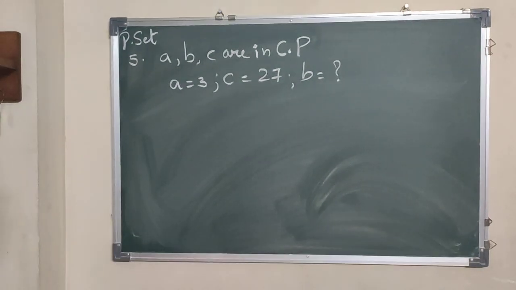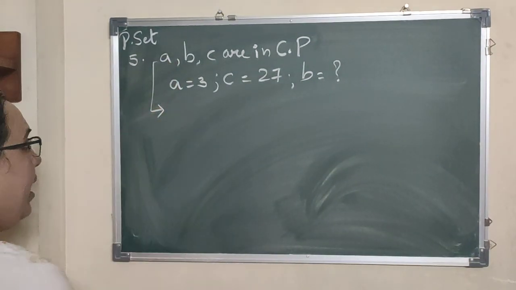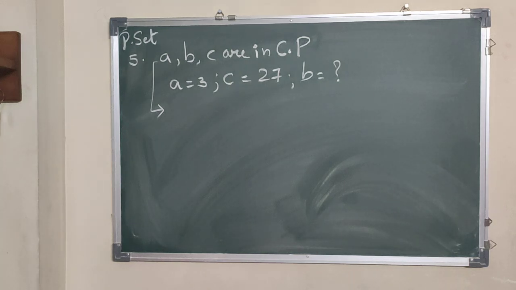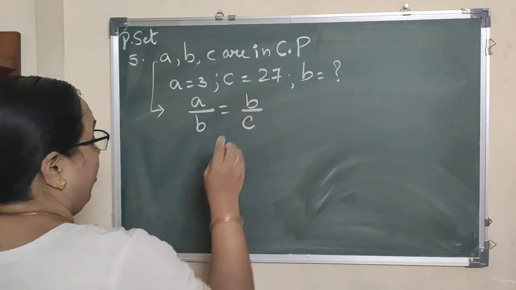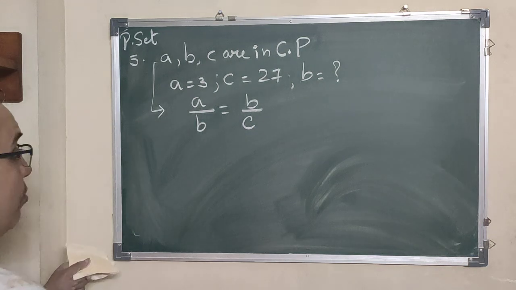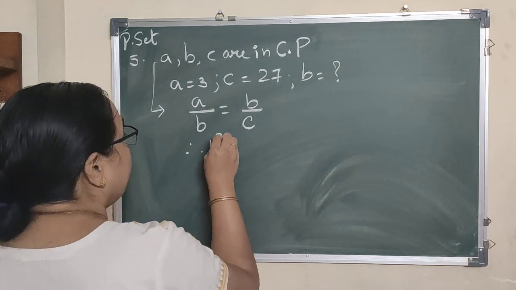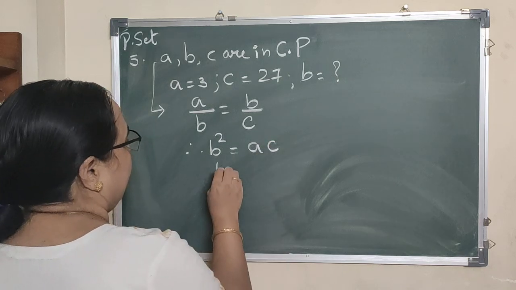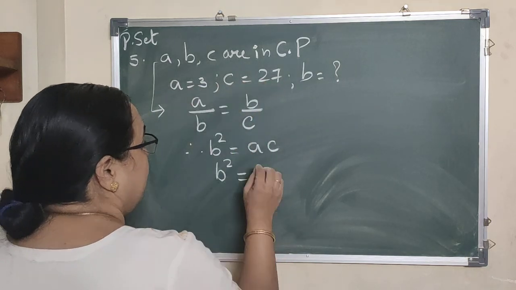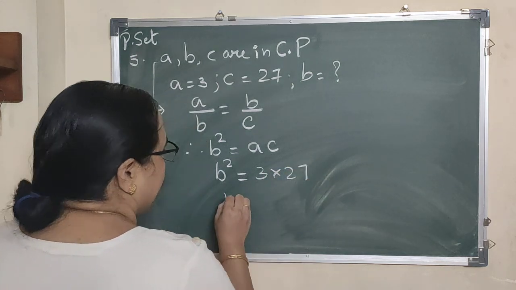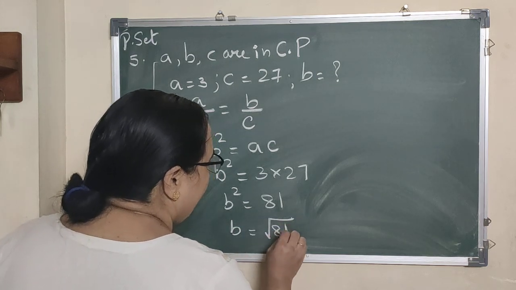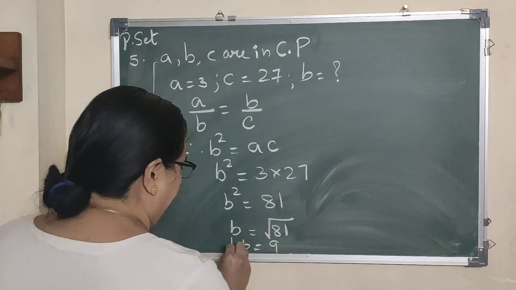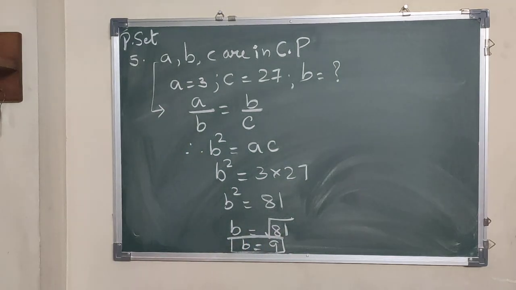First and foremost, we make use of what is given to us. A, B, C are in continued proportion. Therefore, I can write this as A upon B equals B upon C. Therefore, B square is equal to AC. Yes, so B square is equal to 81. So B equals the square root of 81, giving us B equals 9. Is this very clear? So that is how the fifth sum is done.